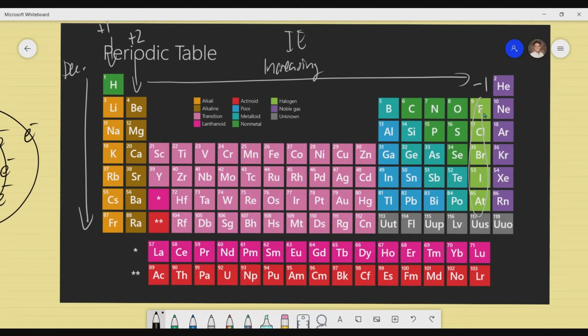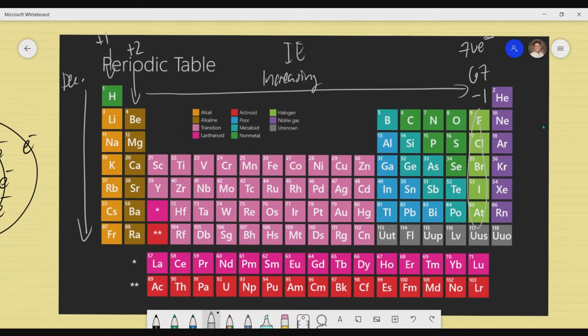Ito pong group 7, naalala po natin, ito ay group number 7. Since group 7 siya, ibig sabihin, meron na silang 7 valence electrons. So, merong 7 valence electrons ang mga elements sa group 7. Sila fluorine, chlorine, bromine, iodine, and astatine. Now, dahil 7 ang kanilang valence electron, para maging 8, ilang electron na lang kulang? Isa. Kaya po ang charge nila kapag naging anion ay negative 1. Kasi nga, isa na lang, lalarga na maging 8 na.